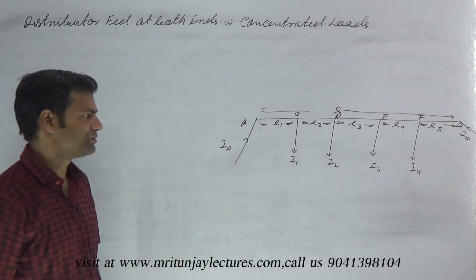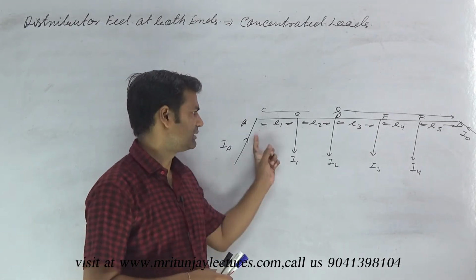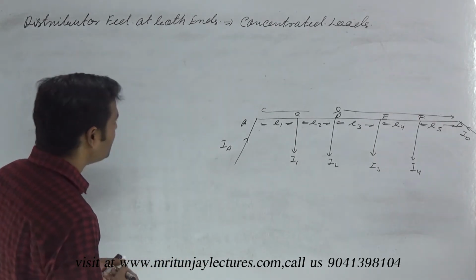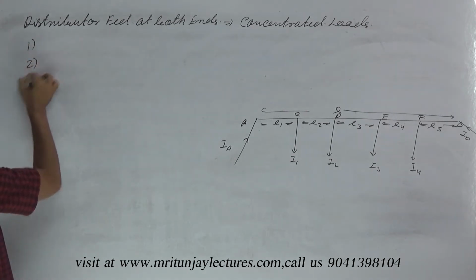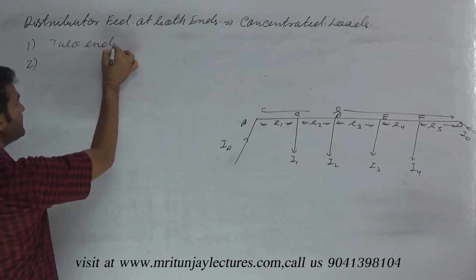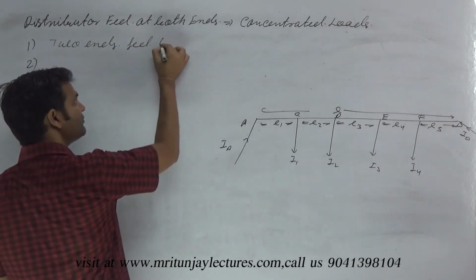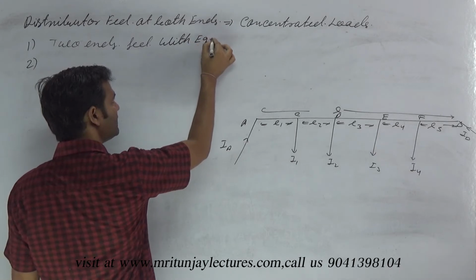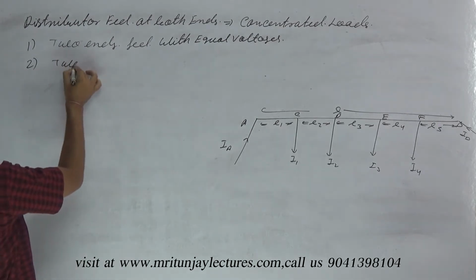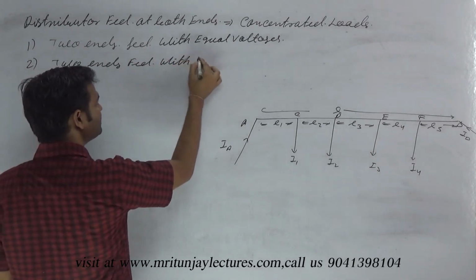Okay, there are two possibilities. The first one corresponds to the same potential, and the second one corresponds to different potential. Both end potentials are the same or different. So the first one: there are two possibilities. Two ends fed with equal voltages, and the second one, two ends fed with unequal voltages.